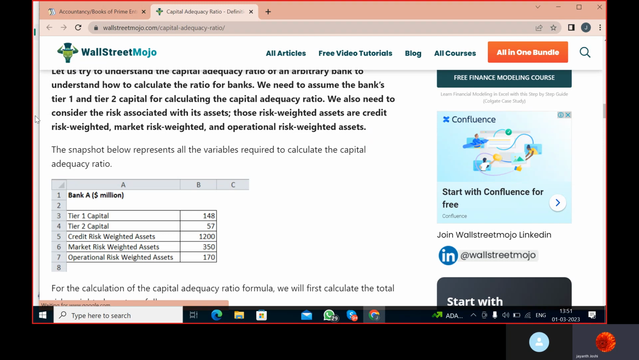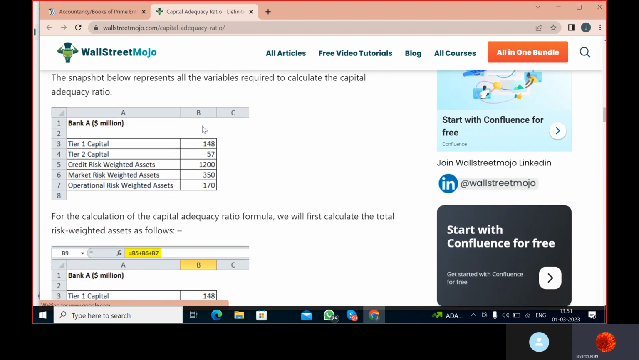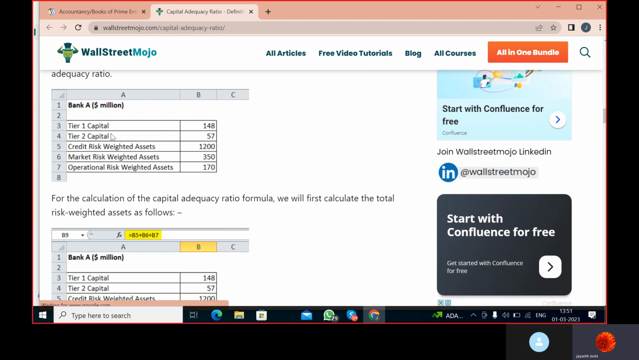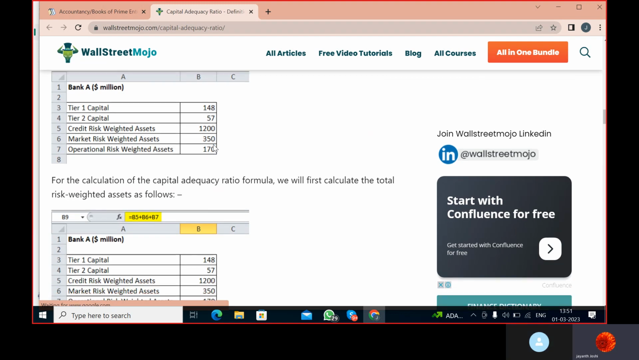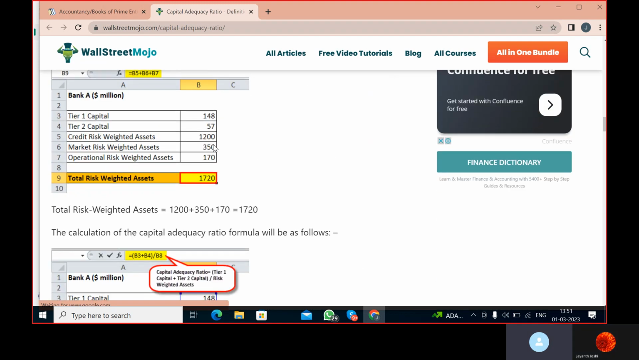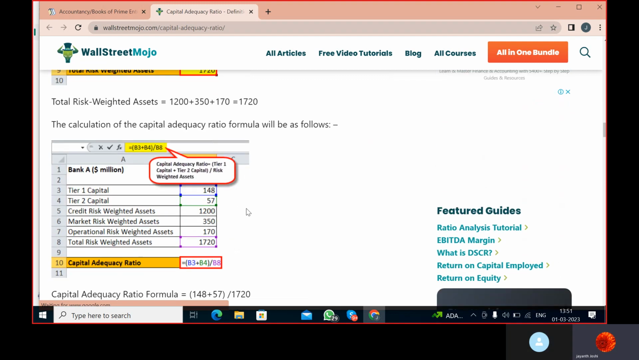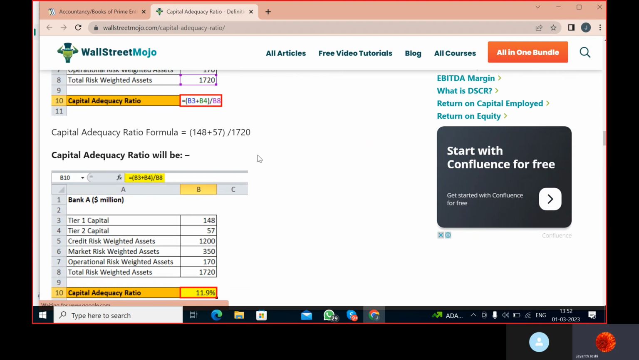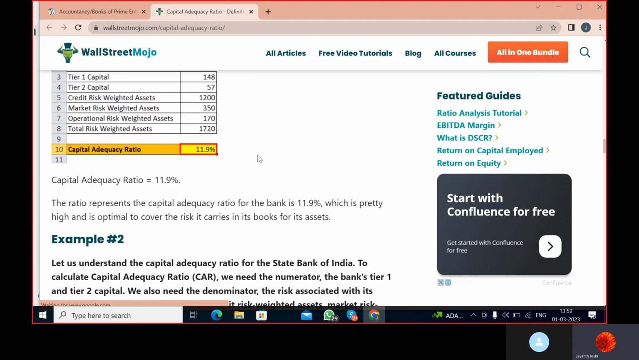Those risk weighted assets are credit risk weighted, market risk weighted. So there are a lot of risks, na? Credit risk, market risk, and all. Like that, they have given the weightages, correct? So assets 148 value have been given. Tier 1 capital has been given, tier 2 capital has been given, and the weighted assets. That means they did the weighting and they have put the values. They directly added those values and they got 1720, and they have the capital also 148 and 57. They added this 148 and 57 and divided by 1720. So the capital adequacy ratio is 11.9%.